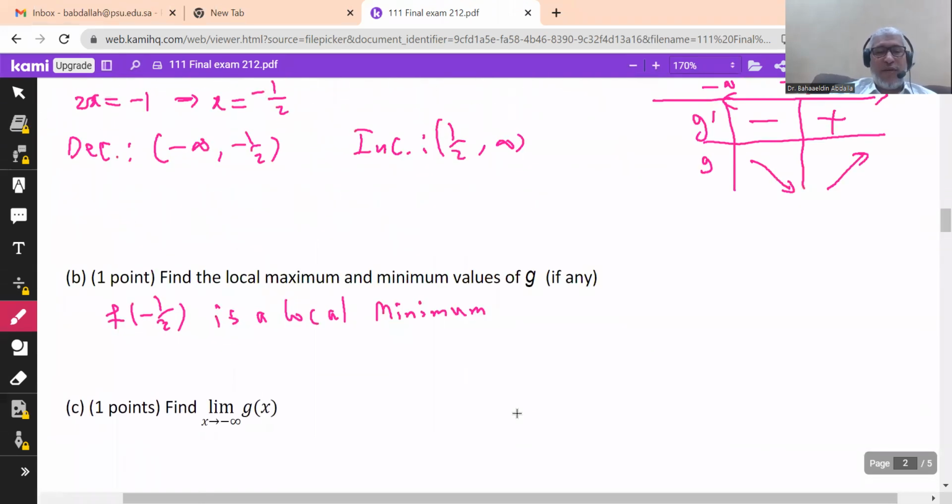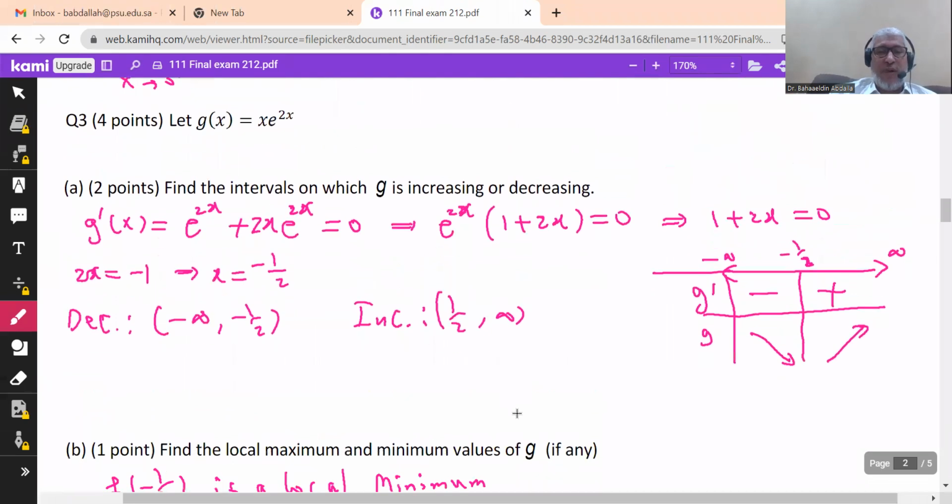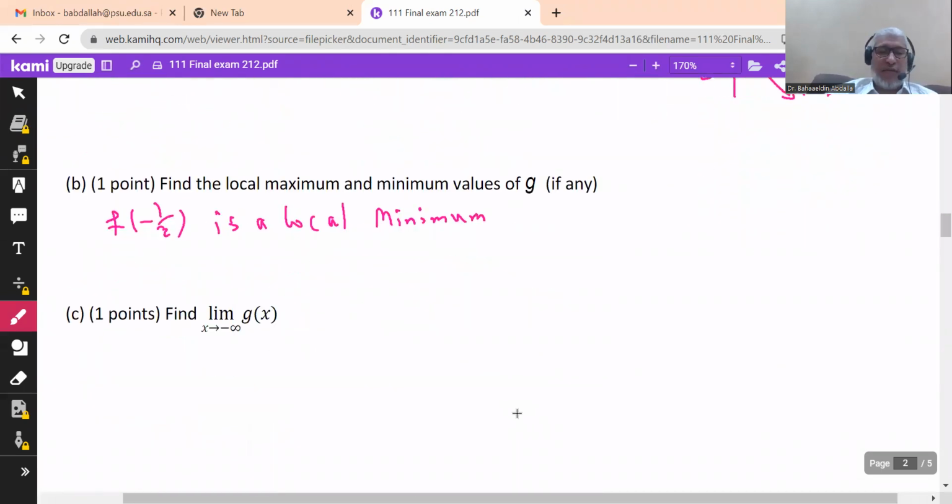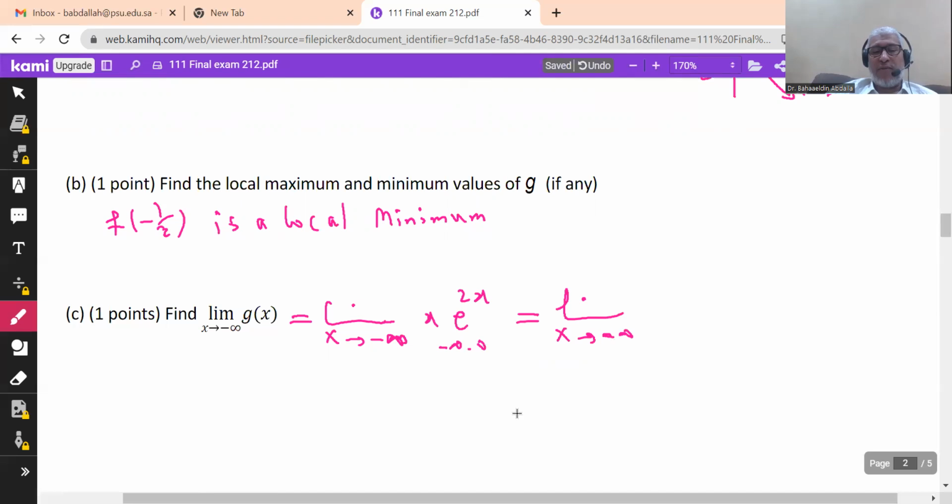Find the limit of g of x, the same function, when x goes to negative infinity. Let us see what happens. The function is x times e to the power 2x. If I replace x by negative infinity, I'll have negative infinity times e to the power negative infinity, which is 0. So I have negative infinity times 0. So this is an indeterminate form.